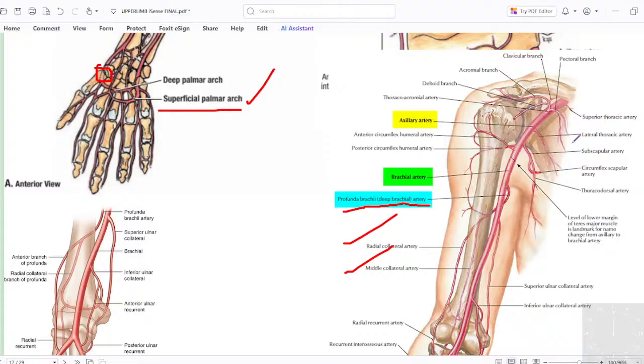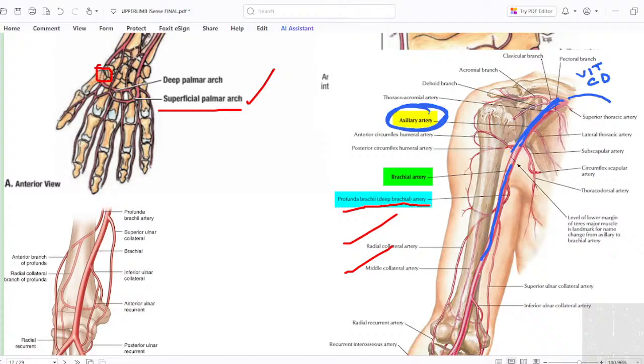You can see this is a neater picture. This is the axillary artery, the big axillary artery. Before axillary, we have subclavian, where we have seen vertebral artery, internal thoracic artery, thyrocervical trunk, costocervical trunk, and dorsal scapular artery. Then we have the axillary artery, then after pectoralis minor, the brachial artery.